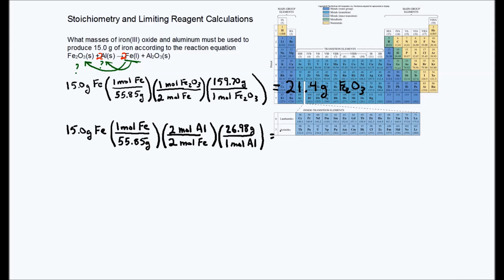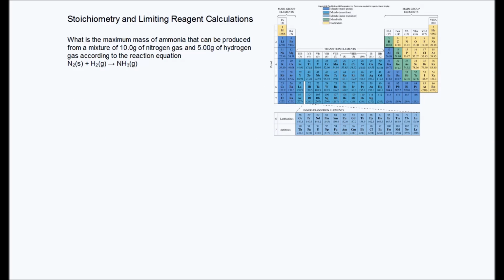And so I can figure that out. 15 times 1 divided by 55.85 times 2 divided by 2 times 26.98 divided by 1. So here I would then need, doing the math, 7.25 grams of aluminum. So I would need to mix together then, in order to get this reaction to work, 21.4 grams of iron 3 oxide and 7.25 grams of aluminum, and that then would guarantee that I make 15 grams of that iron then, which is the answer to the problem.